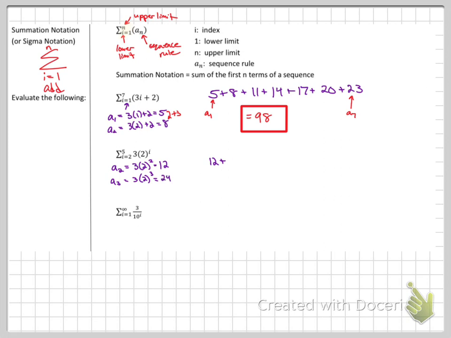You can keep going, or you're going to start catching on that that's a geometric sequence, right? Times 2 again, times 2 again. And I'm supposed to go from 2 to 5. So this is a 2, 3, 4, this is a 5. So I do have all of them. Do the math, add those up. I believe you get 180.